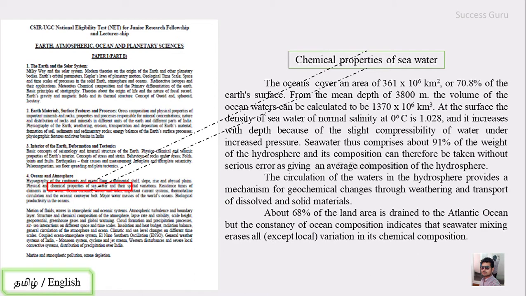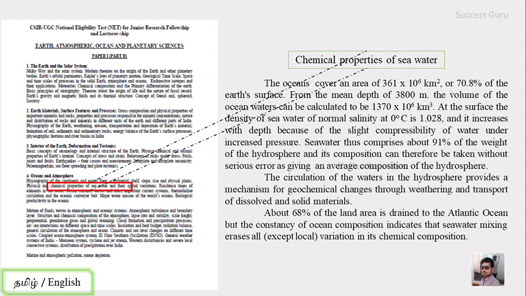The ocean covers an area of about 361 × 10^6 square kilometers, which is somewhere near 70.8 percent of the Earth's surface. The mean depth of the ocean is about 3800 meters, from which we can calculate the volume of water in the ocean, somewhere near 1370 × 10^6 cubic kilometers. At the surface, the density of seawater at normal salinity and 0 degrees Celsius is 1.028, and it increases with depth because of the slight compressibility of water under increasing pressure.